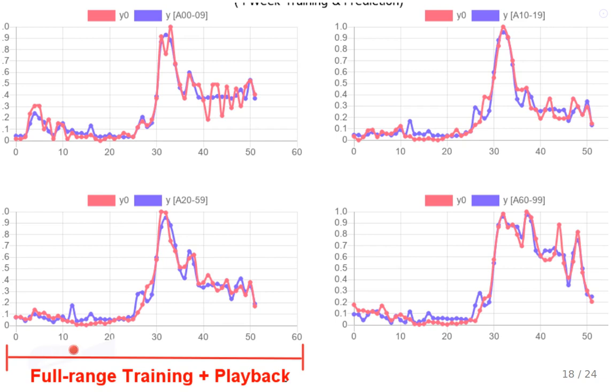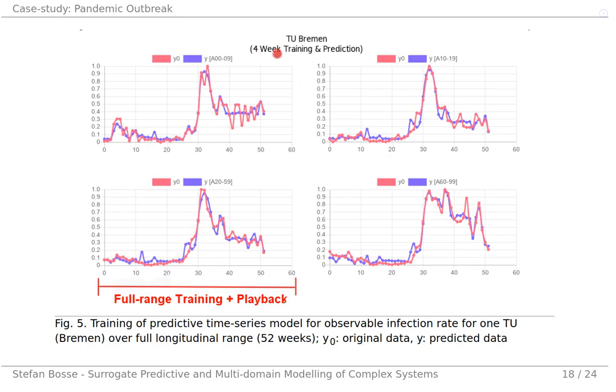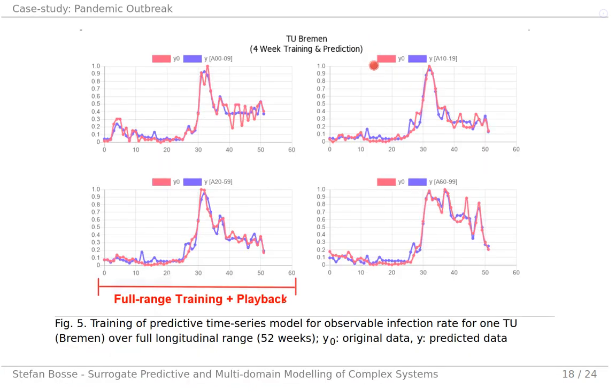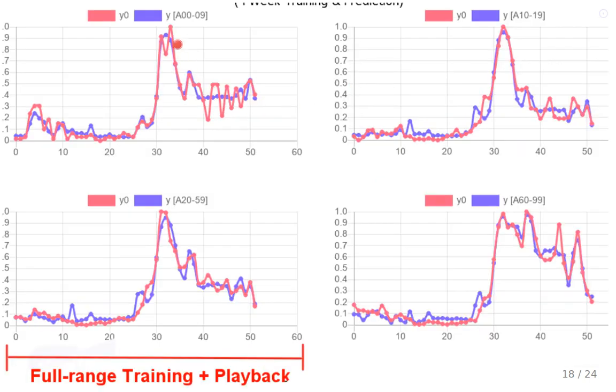If we perform full training over the full range and then go back to the start and perform a playback prediction, and the prediction is 4 weeks ahead, this means the blue curve is shifted 4 weeks to the left. And we see a high accuracy. It's the terrestrial unit Bremen, and it's really amazing to see that the blue curve matches the red curve. Of course, it's an average, but it's really amazing to see such a good accuracy.